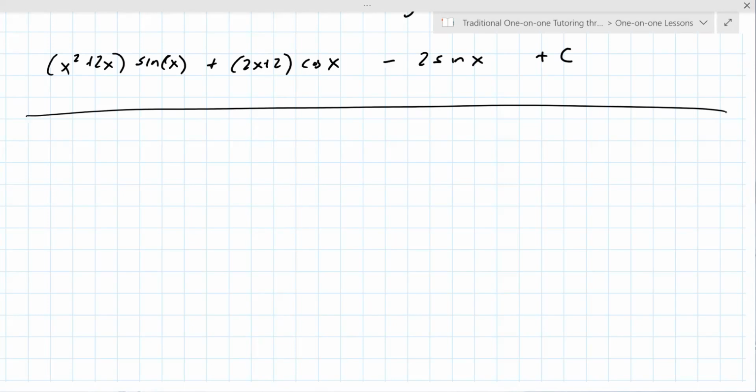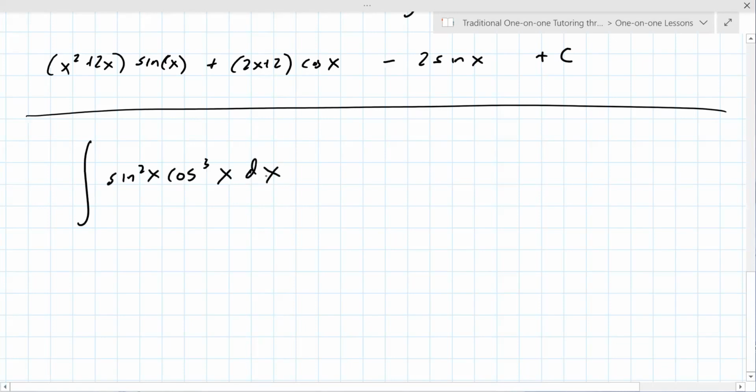All right, this is the integral of sine squared x cosine cubed x dx. Okay, so I got to go find my reference here. This is trig integrals, right? Like these are the ones where if m is odd, then you do this. These are the ones I struggle with the most.